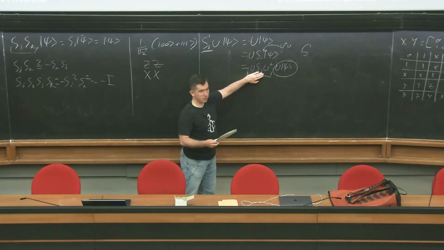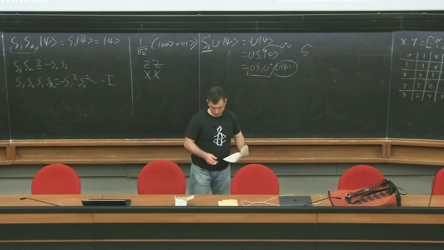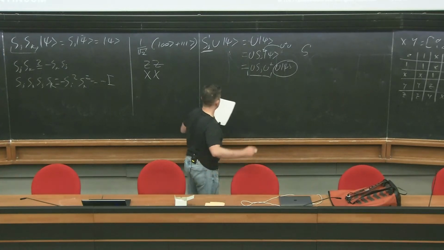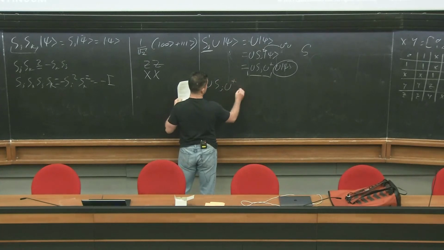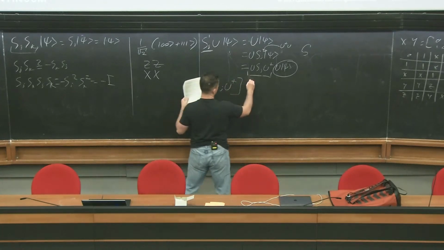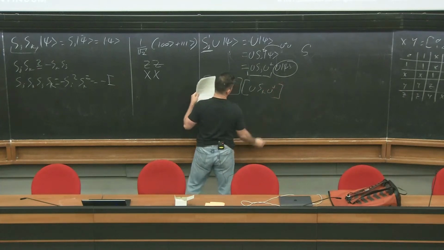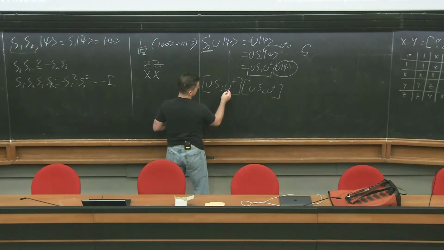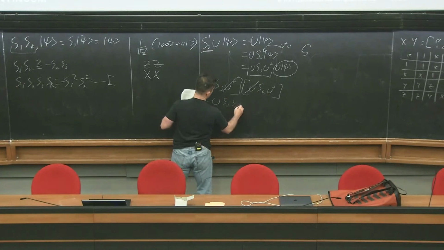Also, do these stabilizers commute? Do they generate a group? Let's prove that they do. Why not? Let's do generation first. So U, Sj, U dagger times U, Sk, U dagger. Everyone can already see where I'm going with this. U dagger U is eliminated, and this is equal to U, Sj, Sk, U dagger.